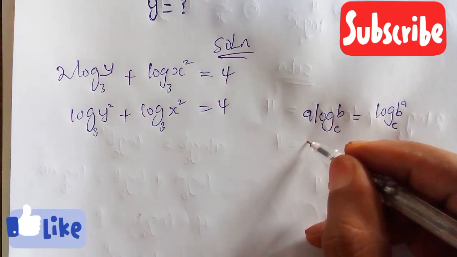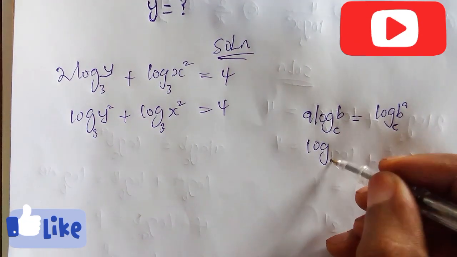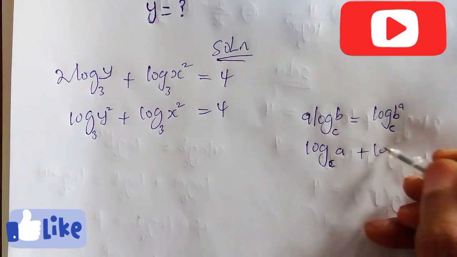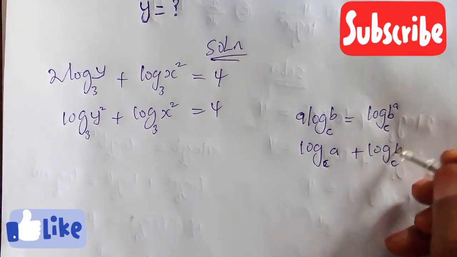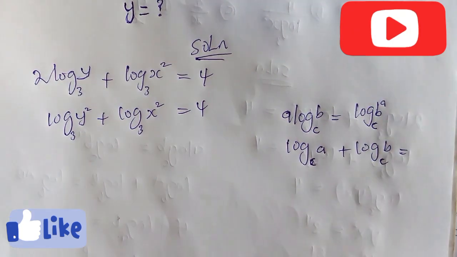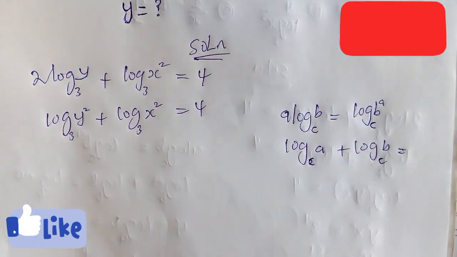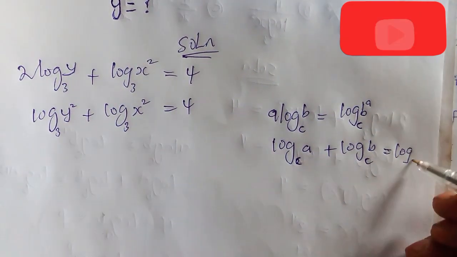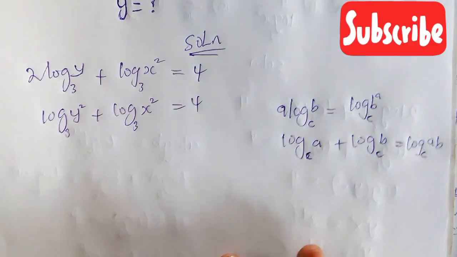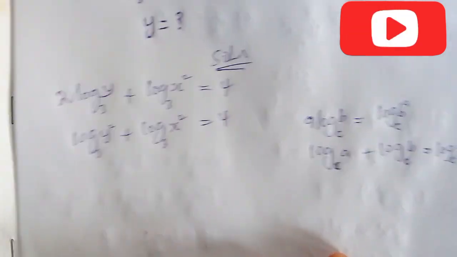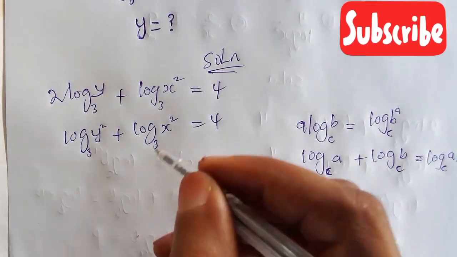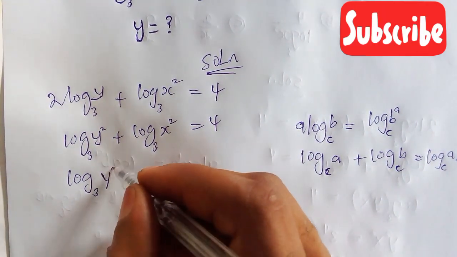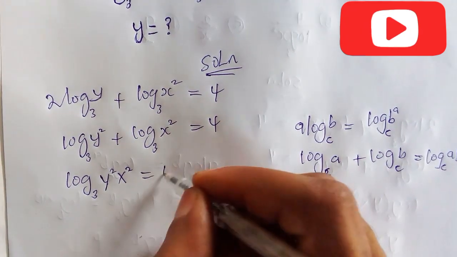Also, log c a plus log c b will be equal to log c a times b. So we are going to apply that here to give us log to the base 3 of y squared s squared is equal to 4.